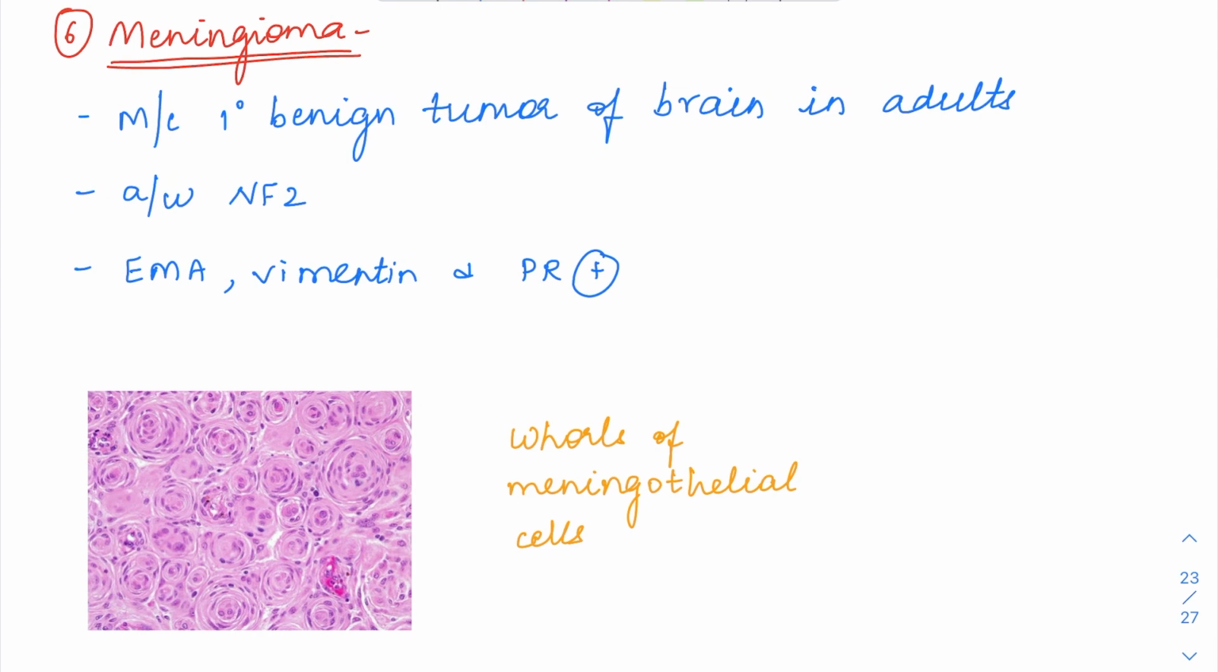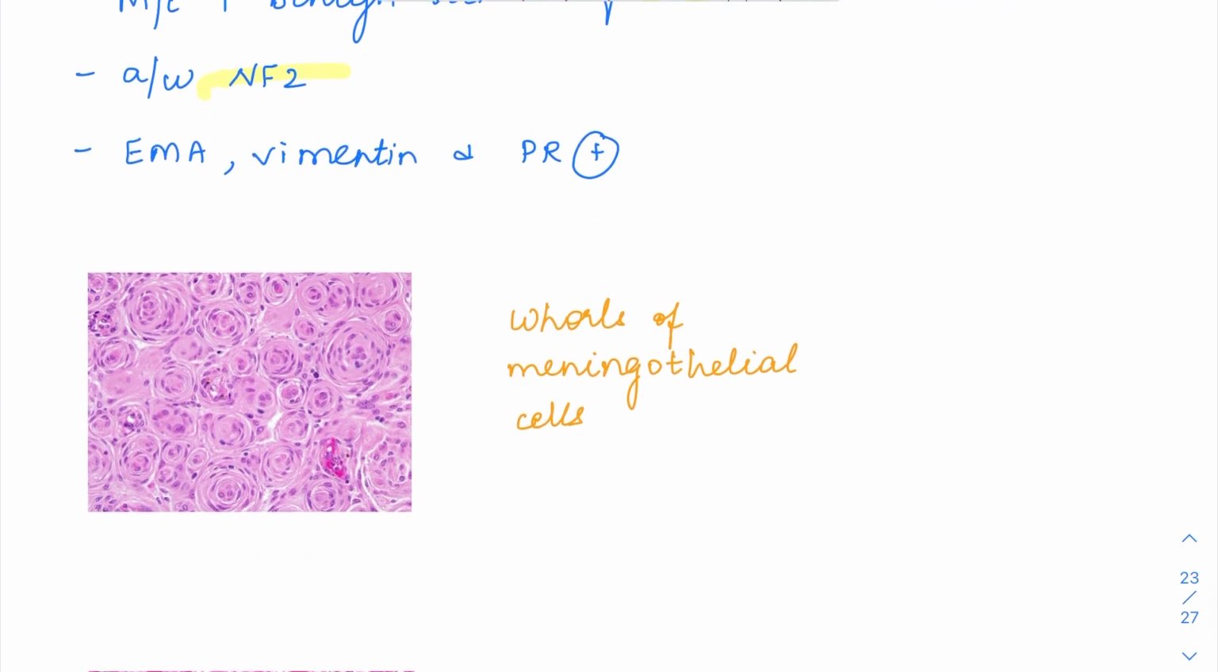Like ependymoma, this is also going to be associated with neurofibromatosis type 2. And here again we can have EMA positivity, which is epithelial membrane antigen, vimentin and progesterone receptor. So on IHC, these markers will come positive. Since PR, progesterone receptor, comes positive, you can also expect it to grow during pregnancy. So meningiomas usually increase in size during pregnancy.